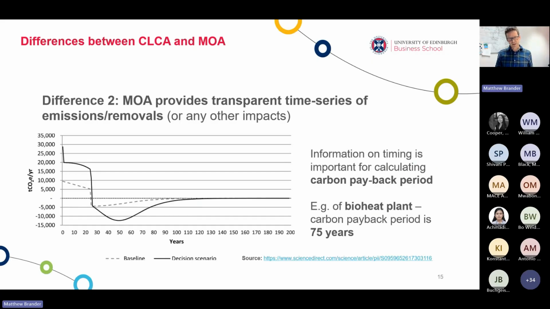So this is just to illustrate what the output from an MOA looks like. This is from a study that I published, I think in 2015, possibly. And it was looking at the total change in emissions caused by the decision to build a bioheat plant, actually for St Andrews University.